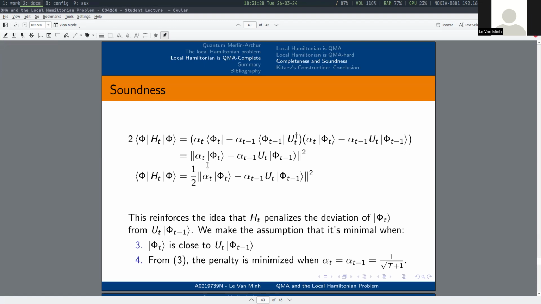This reinforced the idea that HT penalizes the deviation of phi t from ut applied to phi t minus 1. We make the assumption that it's minimal when phi t is close to ut applied to phi t minus 1. And from 3, the penalty is minimized when alpha t equals alpha t minus 1. We apply this to all the alpha, and they will all be equal to 1 over square root of t minus 1.